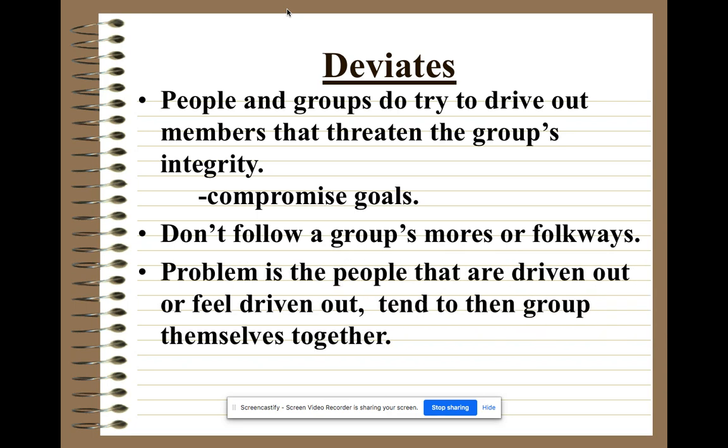The problem is, though, what we tend to do in society is we drive out deviants. And when we drive deviants out of groups, they tend to flock together and then form their own separate what's called a counterculture. Some people would say these are cults. Some people would just say that they're different groups of people. Sometimes deviants have risen up and become the dominant power.